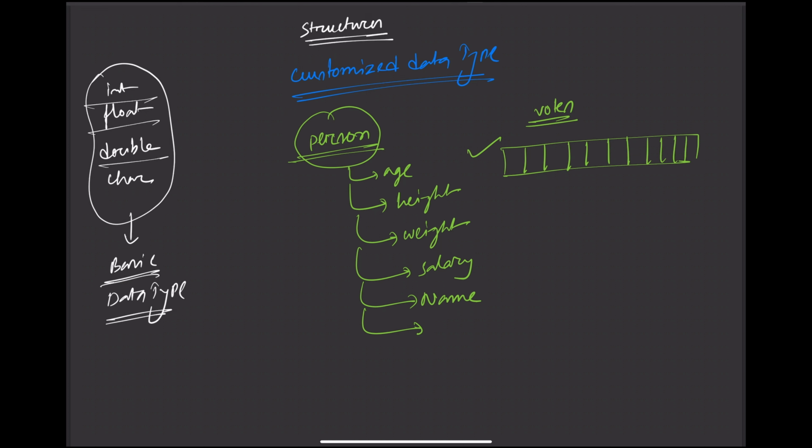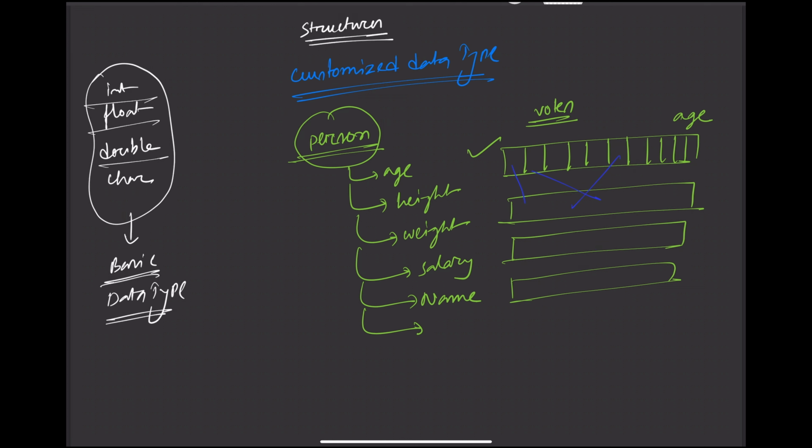Then in one array you will take all the ages. In another array you will take all the names. In another array you will take all the heights and weights. Then obviously there will be a mismatch, like which index you will match with which index. Correct. So that kind of issue is there, right?